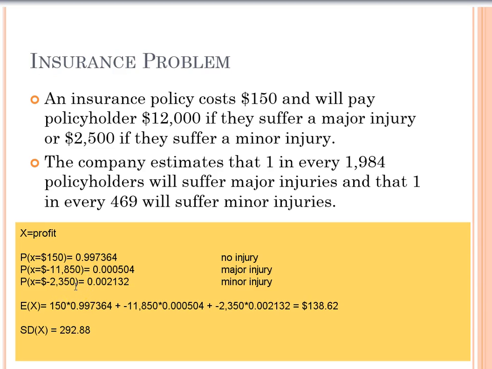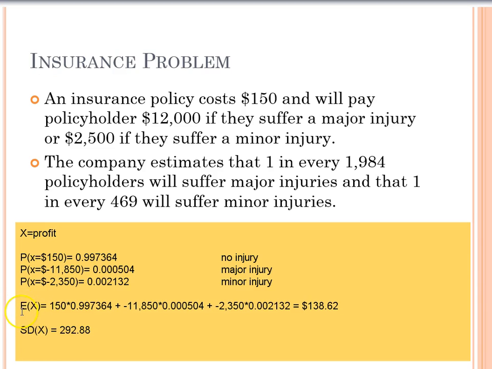Same thing for those who suffer a minor injury. The insurance company pays out $2,500, and so overall they will lose negative 2,350. So that's the hard part of this problem, right? Setting up the probabilities for each of the 3 possible outcomes and then determining the profit for the 3 outcomes. Once we have all of these numbers, the rest is simple calculation to get the expected profit.